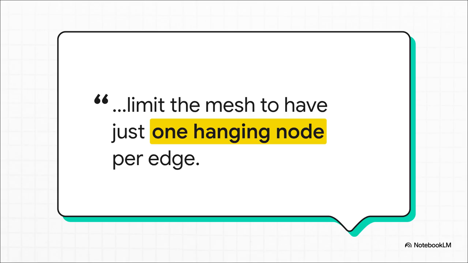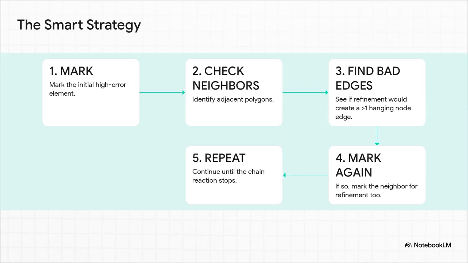Just think about it. When you split a polygon, you add a new point in the middle of its edge. If the polygon next door doesn't get split, that new point is just left hanging there. The rule is just never ever let an edge have more than one of those. So how does the algorithm actually enforce this rule?